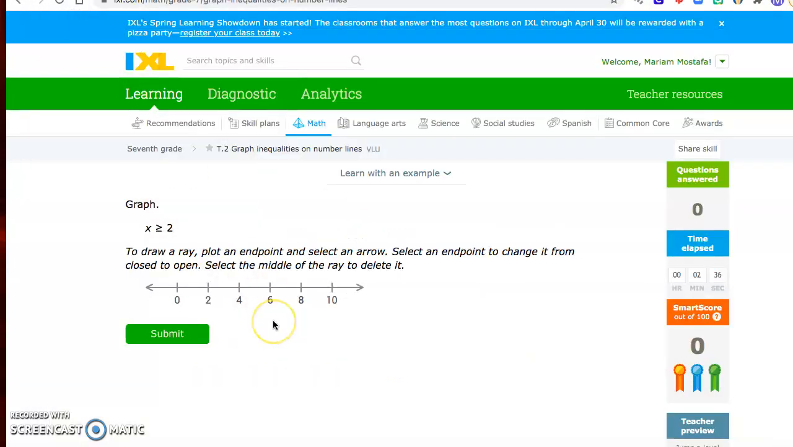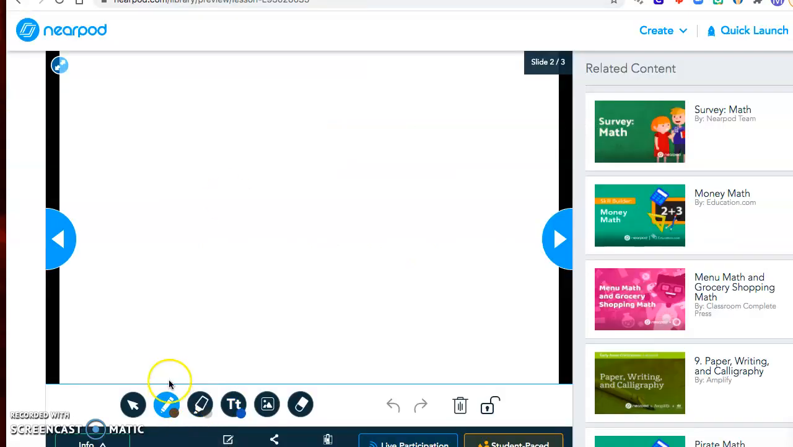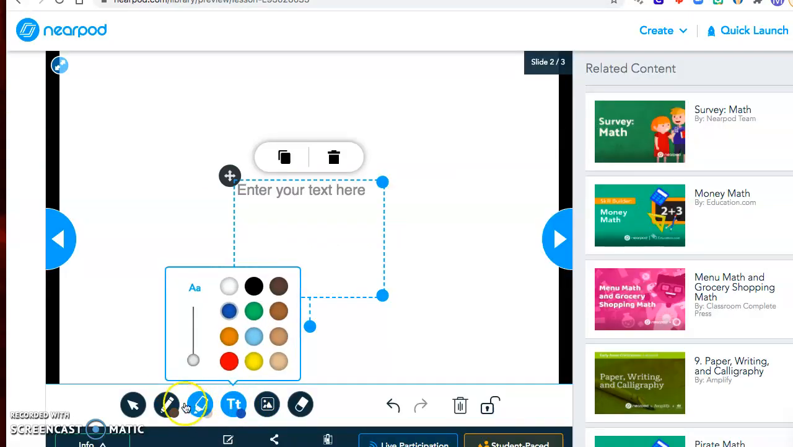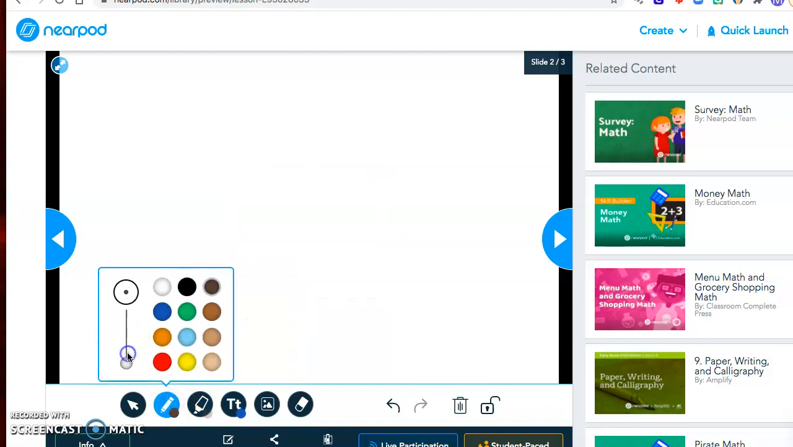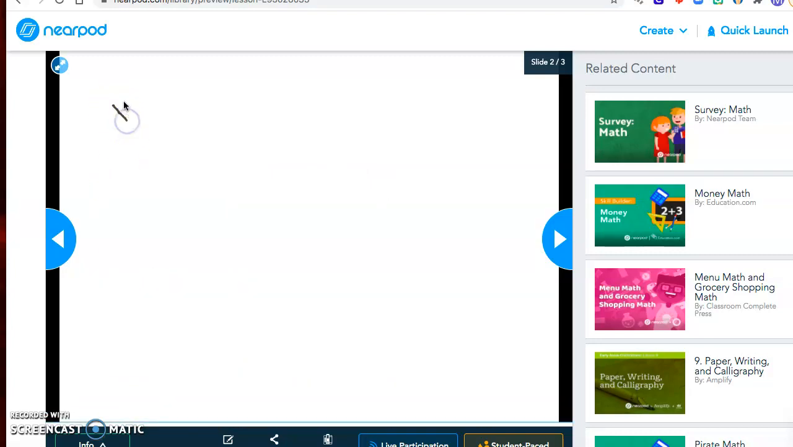Now, here we go. Graphing an inequality is much easier than you think. The most important thing is that you know what the inequality sign means and that we're reading it from left to right. So what is this telling me? I'm going to use the Nearpod scratch paper in case you want to use it. So we have x is, and then we have this.